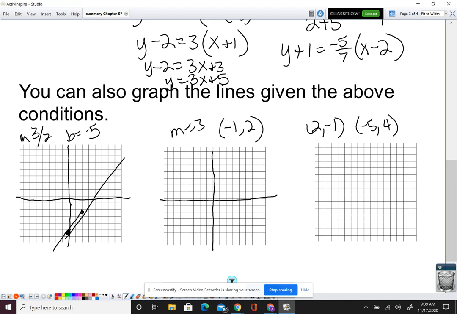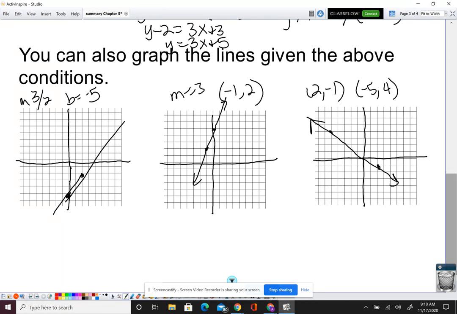-1, 2 is right there. A slope of 3, up 3 over 1. There's our line. And this one, you're just plotting those 2 individual points, 2, -1, -5, 4, and drawing the line. Any questions so far?